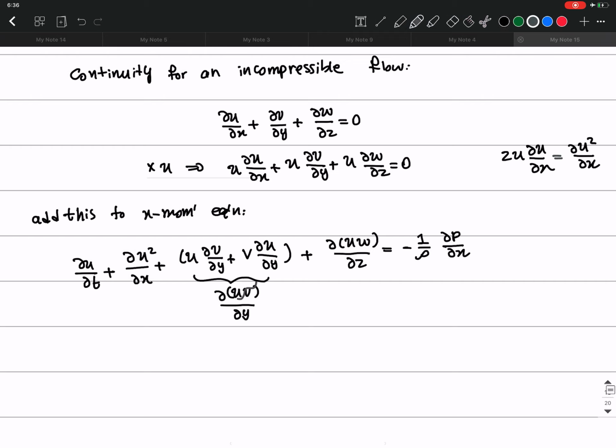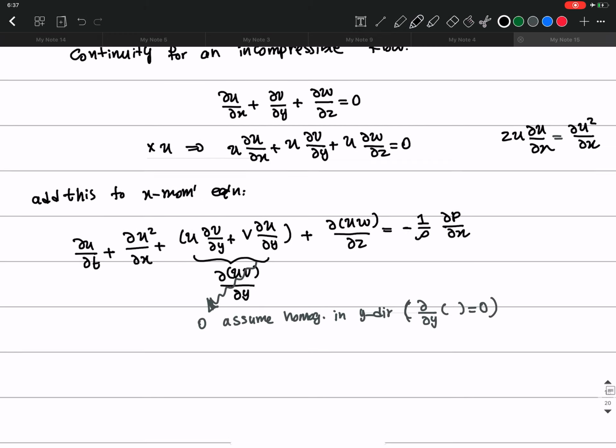So again, we can assume this is 0 because we assumed homogeneity in the y direction, and this means that the derivative of any quantity in the y direction should be 0. Doesn't matter which quantity, because we assume that we have homogeneous flow in the y direction, so the derivative of that should be 0.